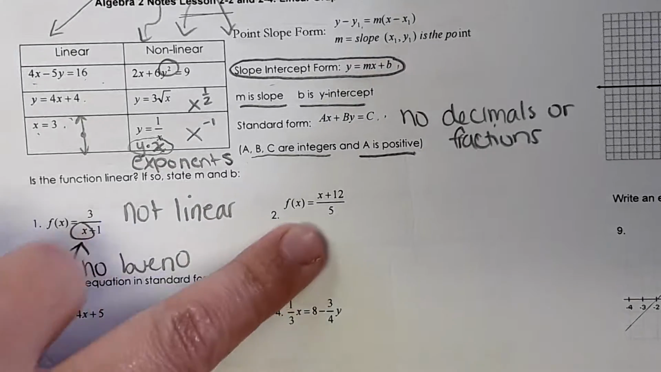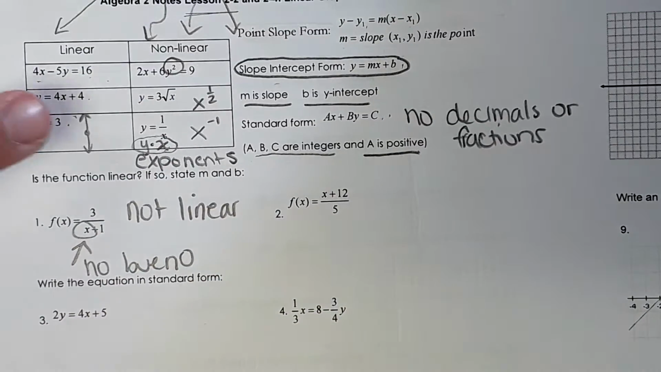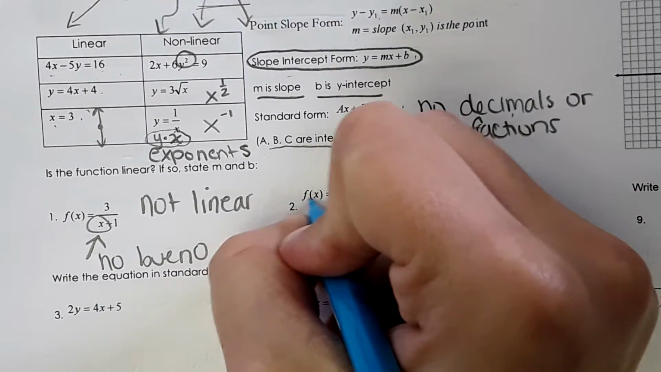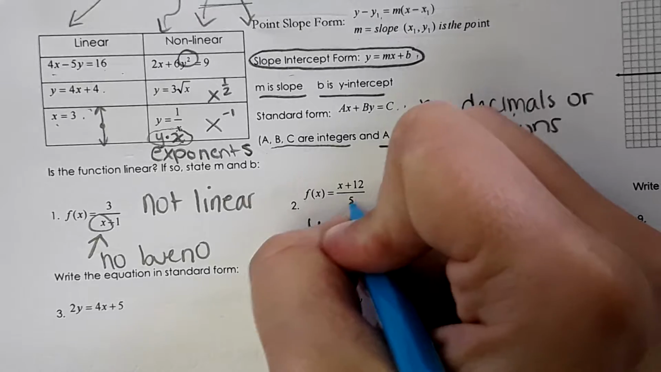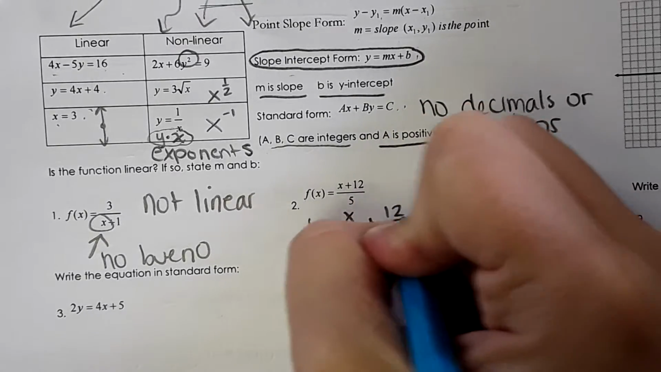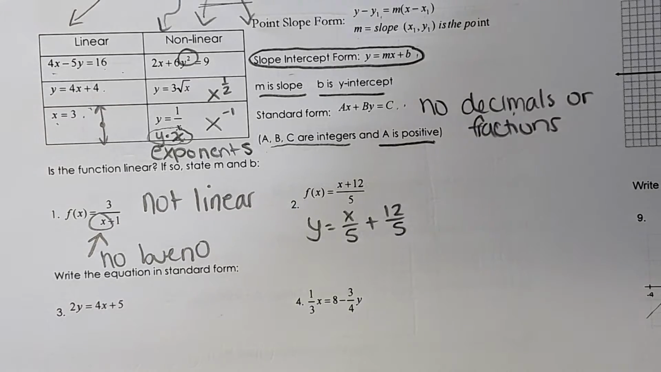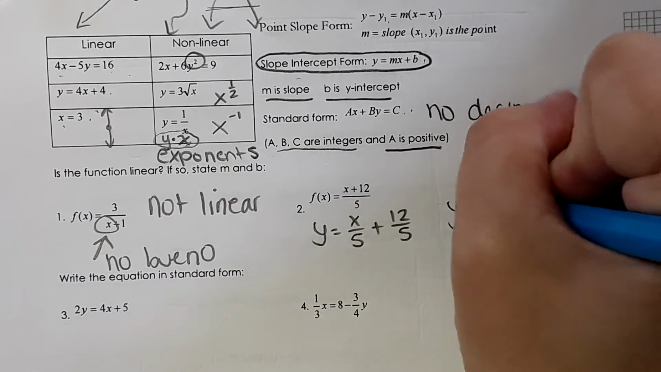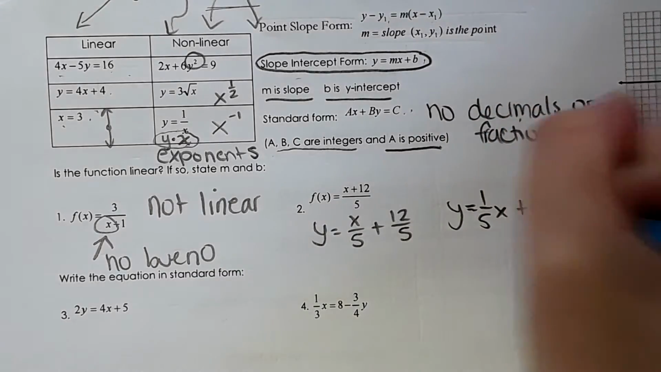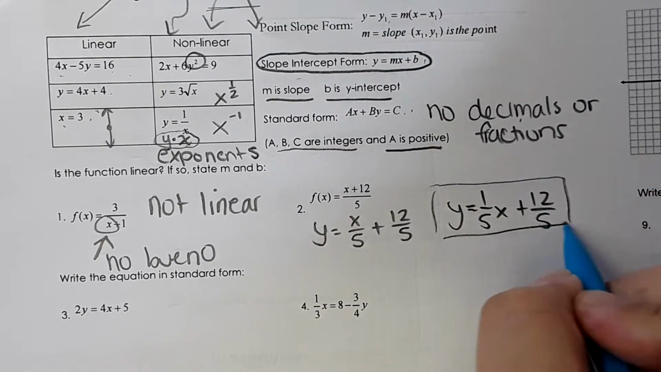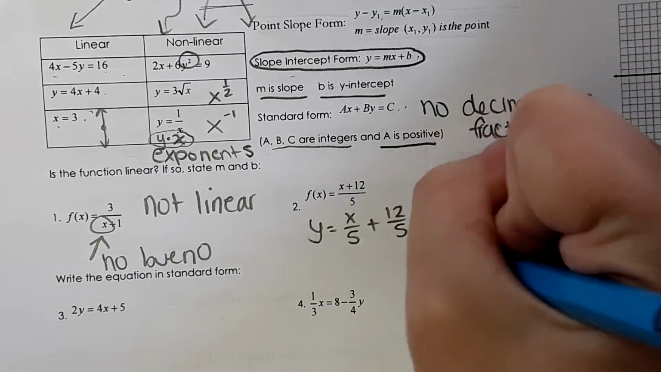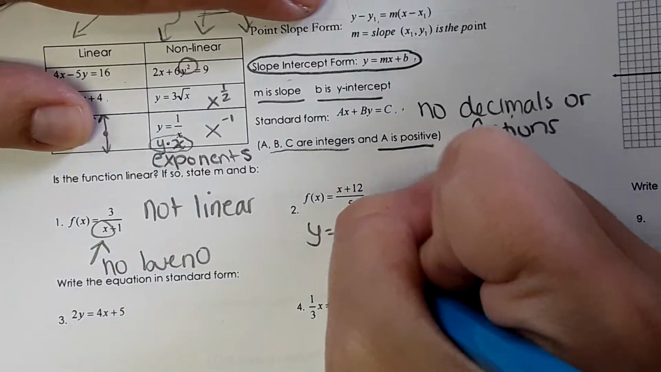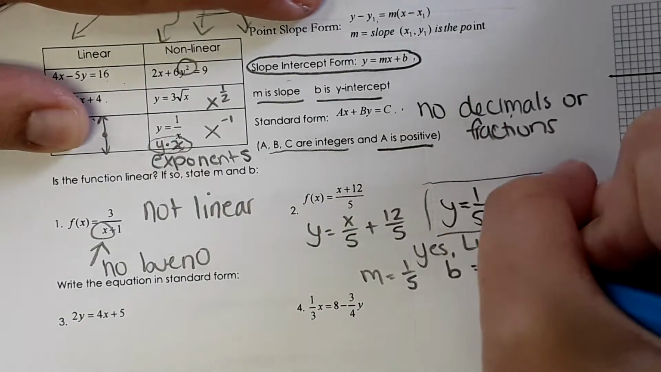Then for the next one, we do have a fraction. We're going to try to rearrange it to get it into slope-intercept form, and if we can, then it does form a straight line. So looking at this would be our f of x equals x over 5 plus 12 over 5. Okay, now we're getting somewhere. The way we'd normally see this is y equals 1/5 x plus 12 over 5. And here is our slope-intercept form. So therefore, yes, this is linear. And then it says also state m and b. So our slope here would be 1/5. And our y-intercept is 12 over 5.